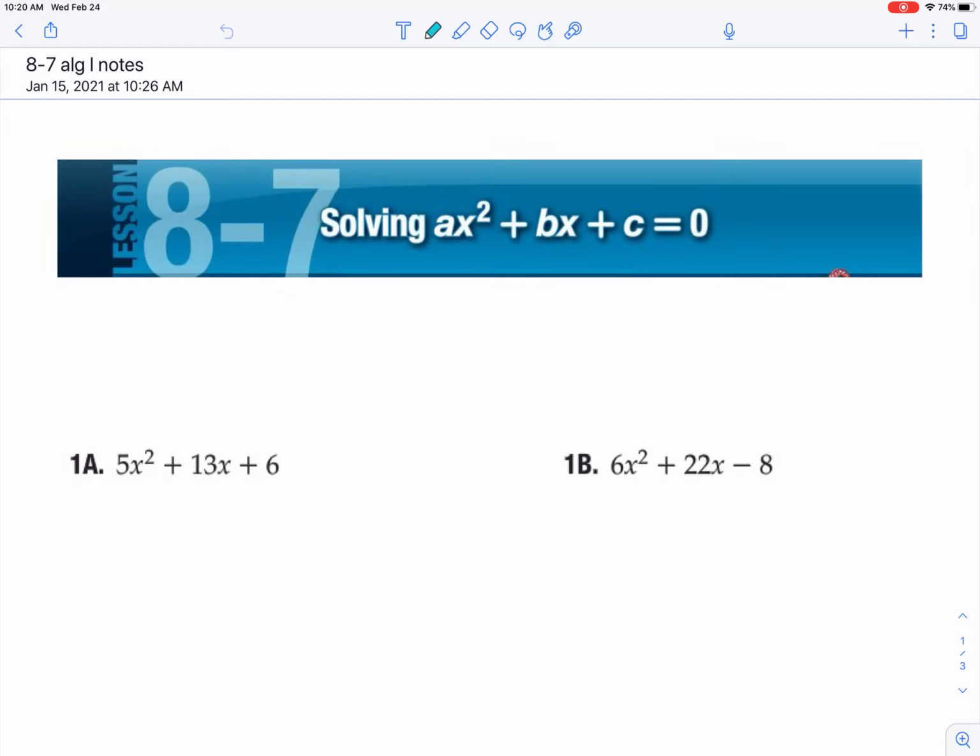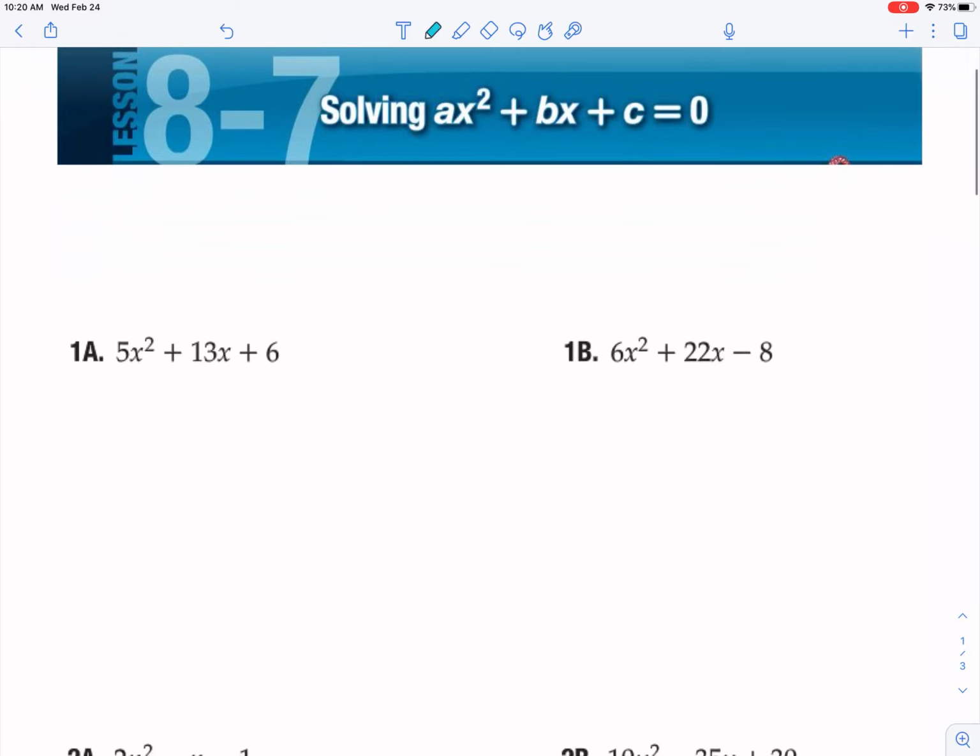Hello, welcome to 8-7. What's going to be different about 8-7 is that today, instead of always having an equal 1, or like there was no coefficient here with the x squared, there's going to be a number there, and unfortunately that's going to change the way that you factor here. Now, if you remember the factoring we did yesterday, and if you remember factor by grouping from 8-5, it's basically taking those two methods and smushing them into one giant factor problem. So here's how we solve that.